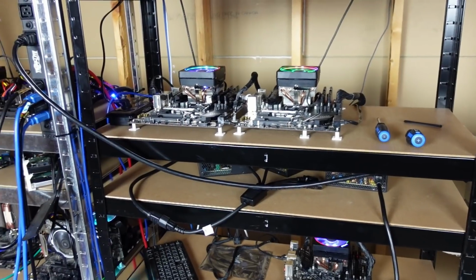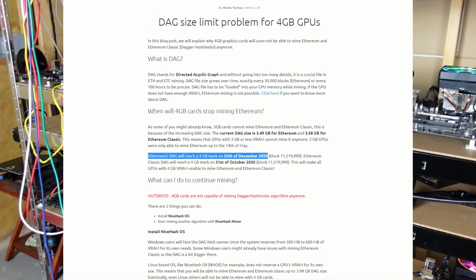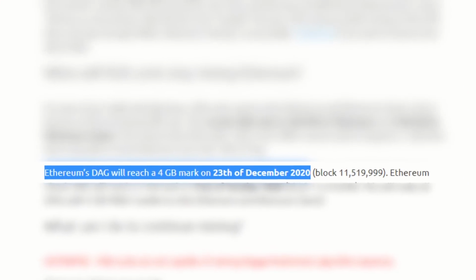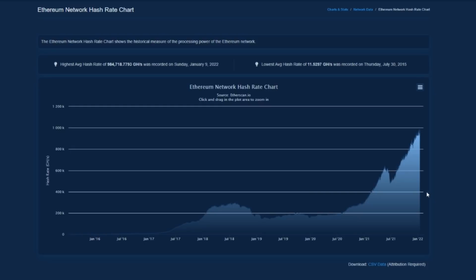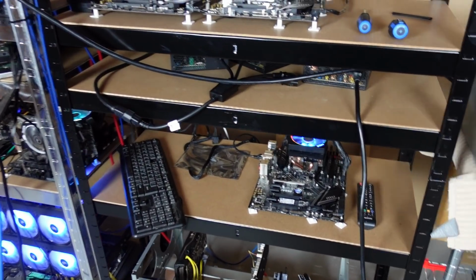So if we look back a long, long time ago, about 2 years or so, Ethereum's DAG file was below 4GB. The hash rate spiked and has reached new heights.